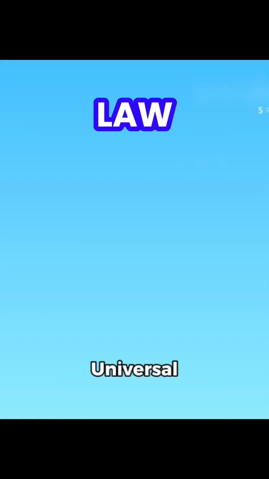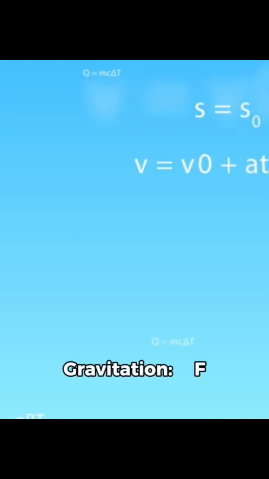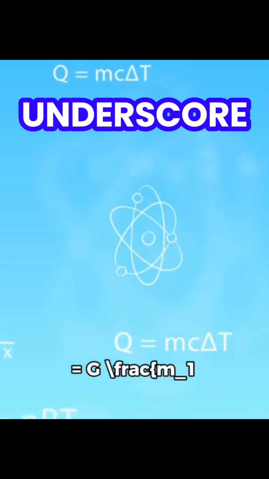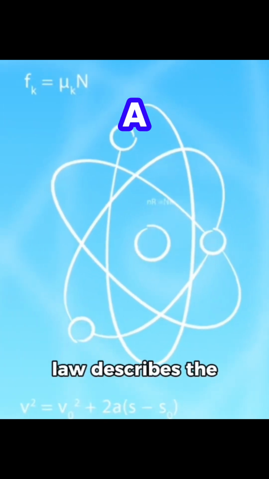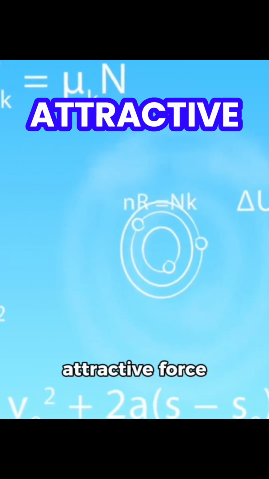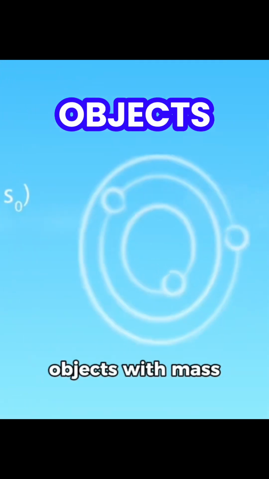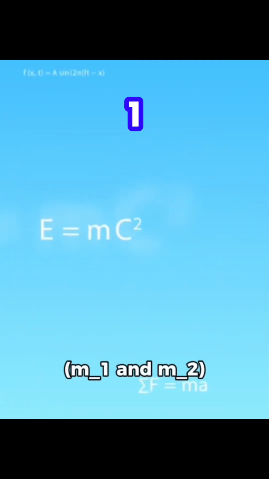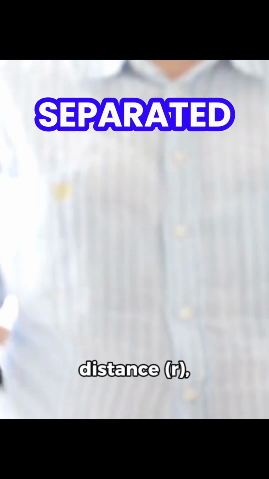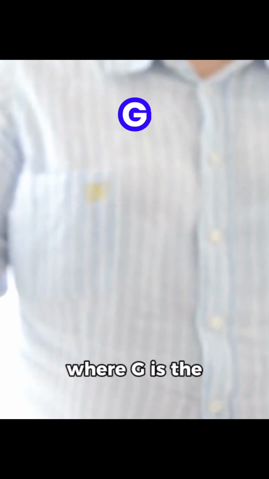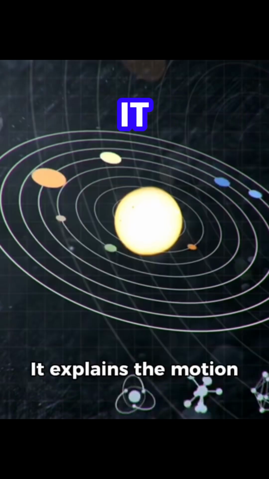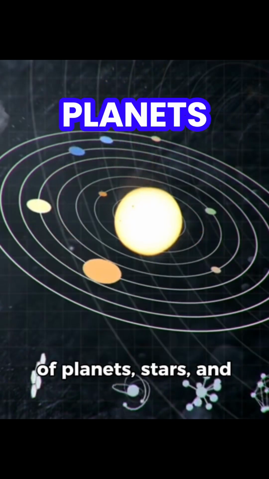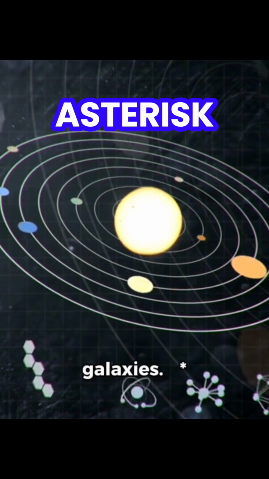Newton's law of universal gravitation. F = G m₁m₂/r². This law describes the attractive force between two objects with masses m₁ and m₂ separated by a distance r, where G is the gravitational constant. It explains the motion of planets, stars, and galaxies.